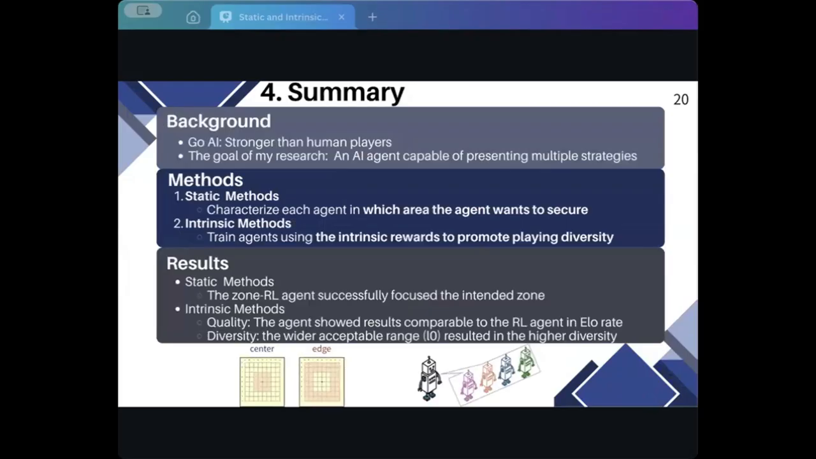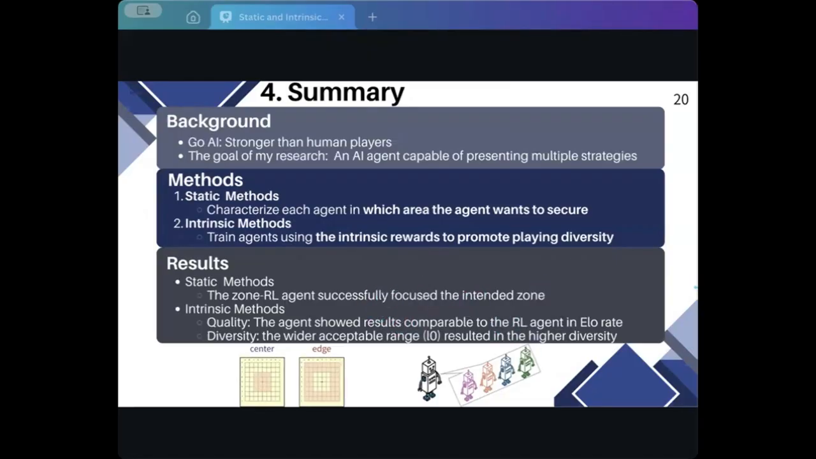Here is a summary of my presentation. The goal of this research is to make a Go AI agent which can propose multiple diverse strategies. To realize this idea, we tried 2 methods: static methods, which characterize each agent in which area the agent wants to secure, and second, intrinsic methods, which train agents using the intrinsic reward to promote playing diversity.